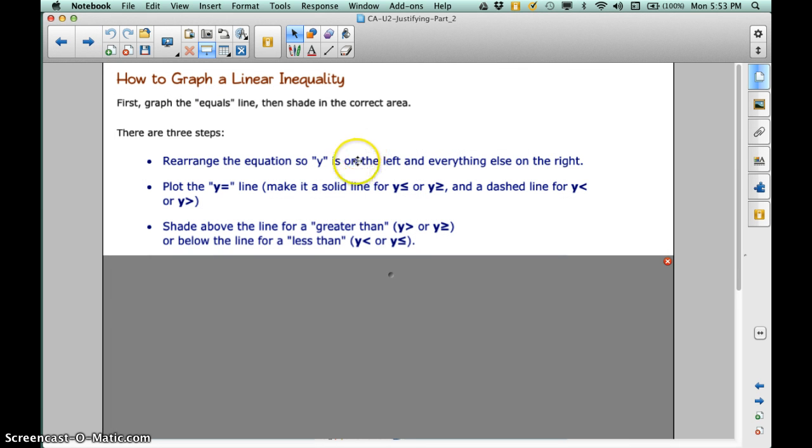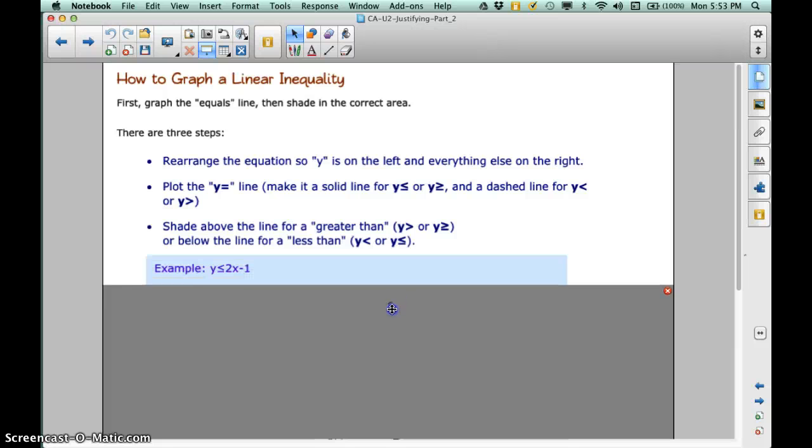So to graph a linear inequality, which we're mostly going to focus on tomorrow, you have to follow 3 steps. First, you have to rearrange the equation so the y is on the left and everything else is on the right. Then we're going to plot the y equals line. Make it a solid line for less than or equal to or greater than or equal to, and a dashed line if it's just less than or greater than. And then we're going to shade either above the line for greater than or equal to, or below the line for less than or equal to.